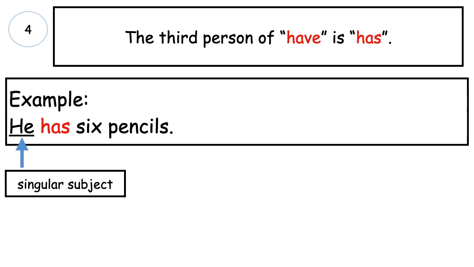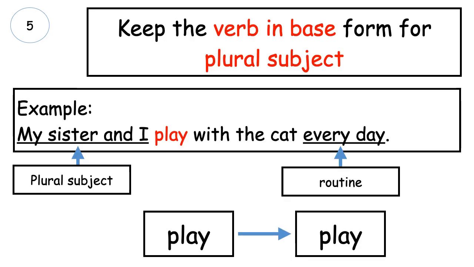Alright? Okay. He has 6 pencils. She has 2 cats. Alright? So, kalau di sini kita tukar. We has 2 cats. Is it correct? No, because we is plural. So, we cannot use has. We have to use have. Right? Rule number 5. Keep the verb in base form for plural subject.